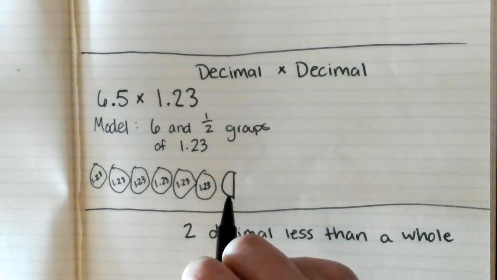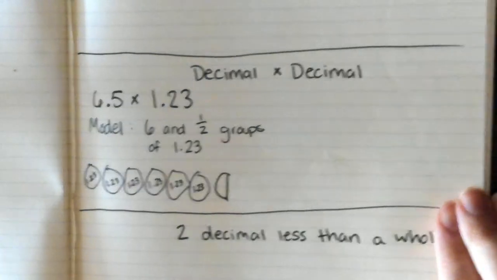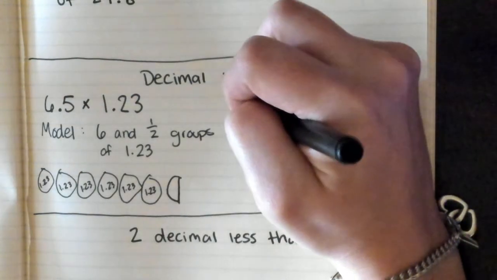However, this one wouldn't have 1.23 in it. It would have what? Half of 1.23. So we can leave this model alone for a minute, because I know you're thinking, well, I don't know what half of 1.23 is. So I get it. We'll leave that blank for just a second. We can come back and fill it out, or we can just leave it. I mean, you get the idea. Because our next thing is to do our estimate.